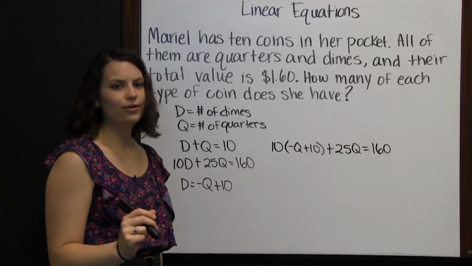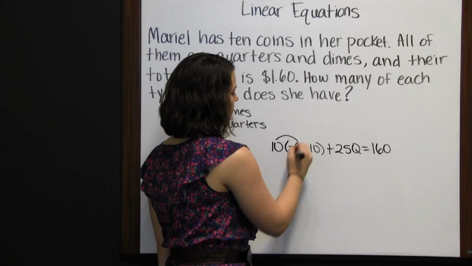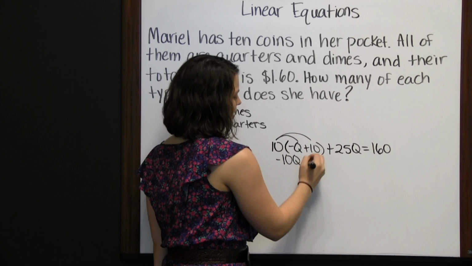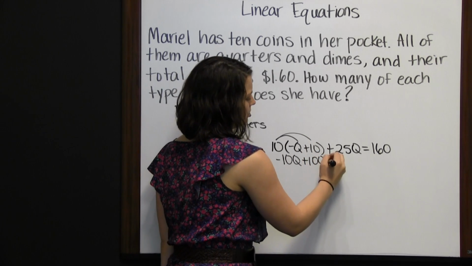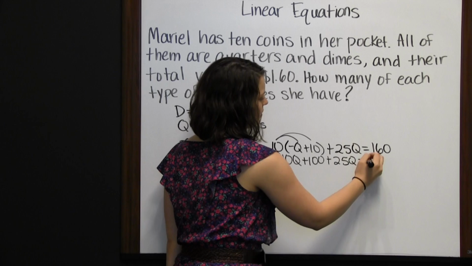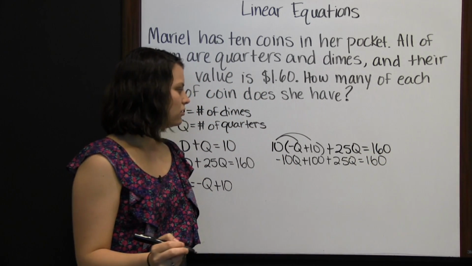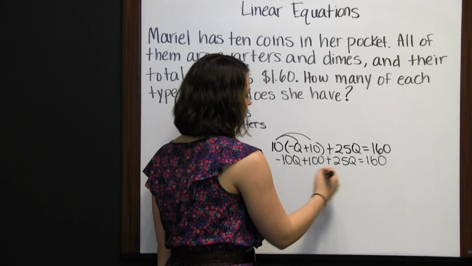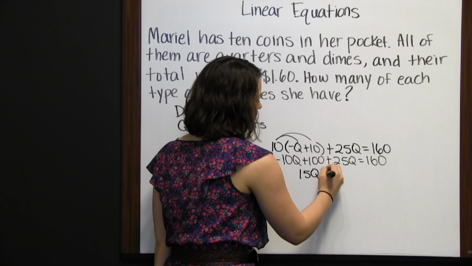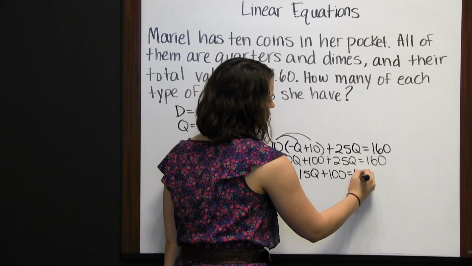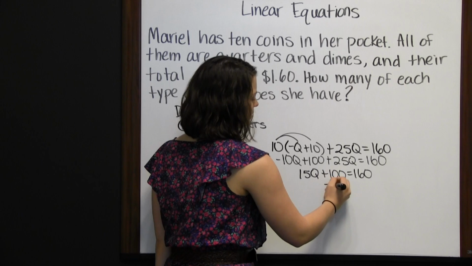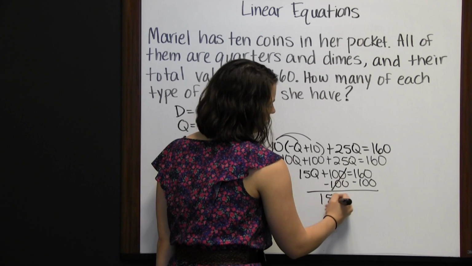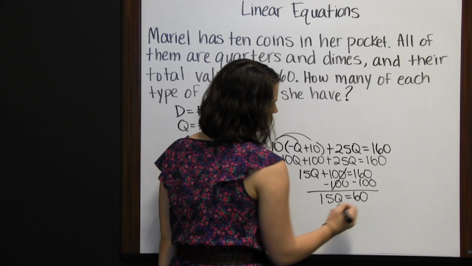Now we can solve for Q. To do that, first we need to distribute. 10 times negative Q is negative 10Q. 10 times 10 is 100, so plus 100, plus 25Q equals 160. Now to solve for Q, we need to combine like terms. Negative 10Q plus 25Q is 15Q, plus 100 is equal to 160. Subtract 100 from both sides, and we get that 15Q is equal to 60.